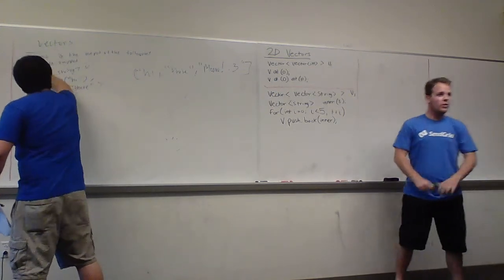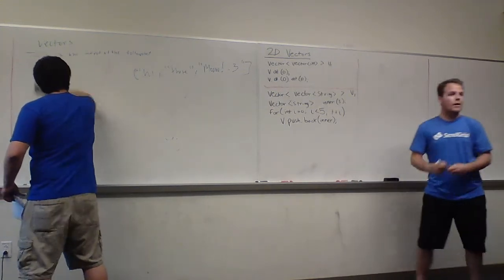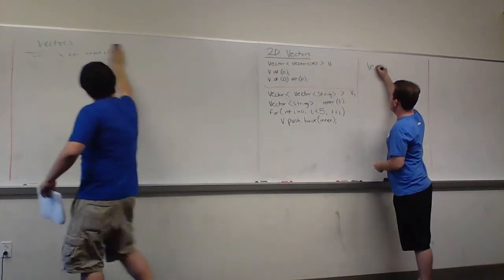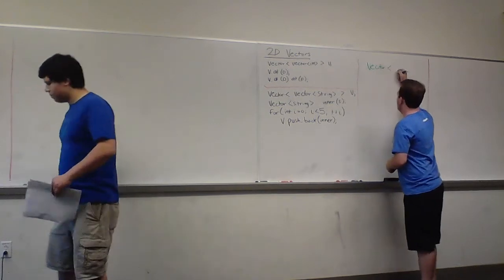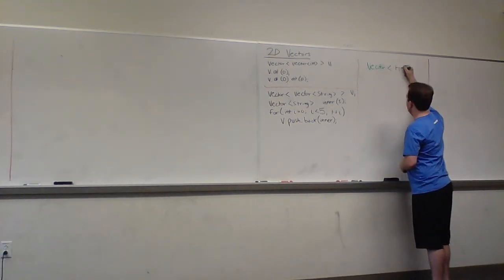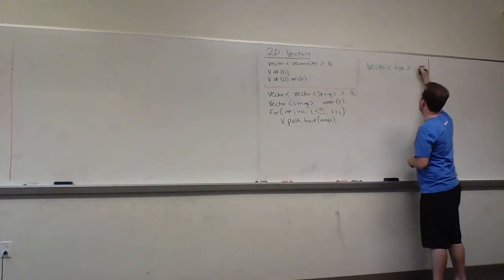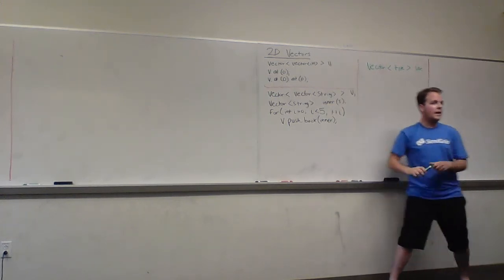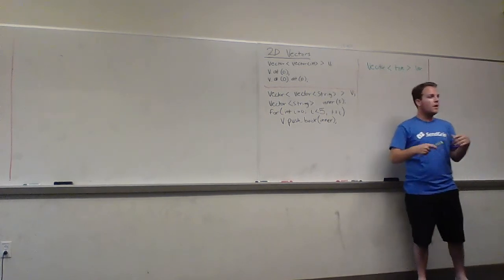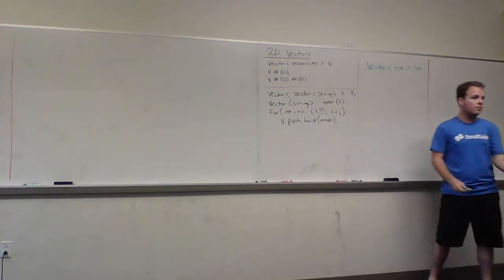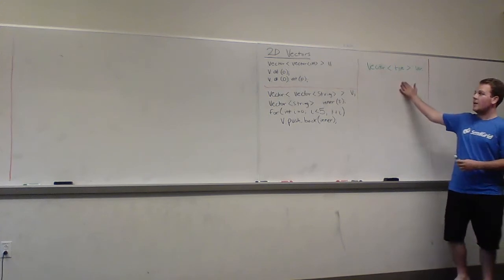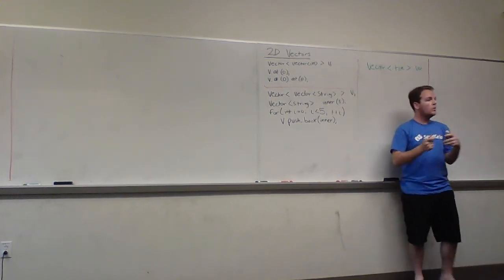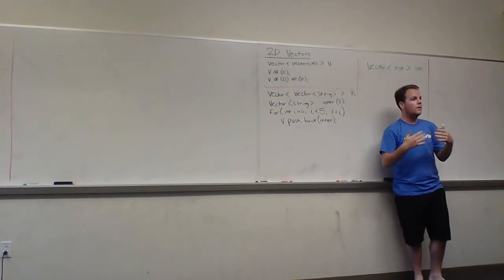Now we're going to go over 2D vectors. You've seen vectors. They have this format: vector, then the left angle bracket, then a type, the right angle bracket, and then your variable name. Type can be any type, even a vector. So a vector is a type, and you can specify it as a type for a vector. So a 2D vector is a vector of vectors.